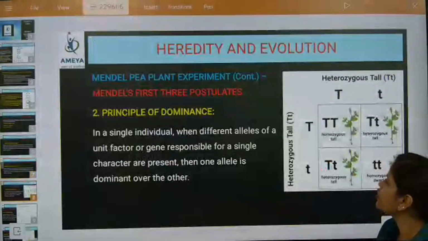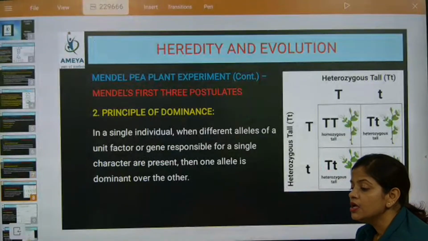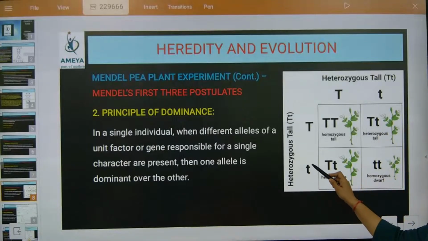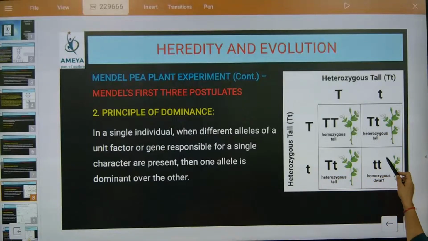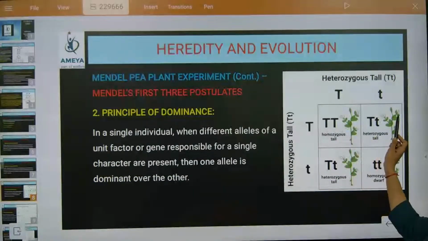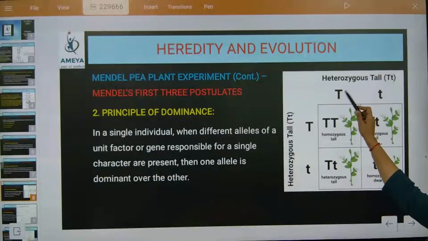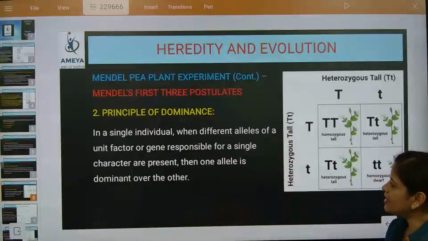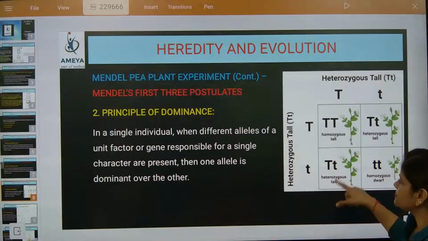Second one is principle of dominance. Which can dominate which? A dominant trait is there and a recessive trait is there. If both are capital T, it is dominant. Here also, if one is capital T, it is dominant. But if both are small t, then only it is short. Otherwise, a single capital T can dominate. I hope you have understood. This is called the dominant trait. So one allele is dominant over the other.